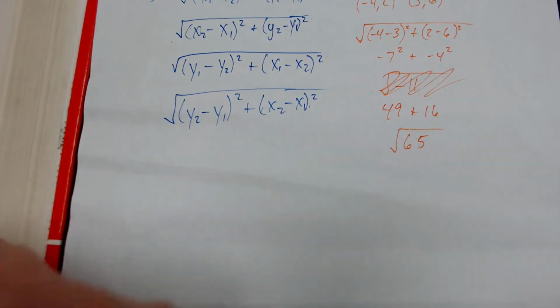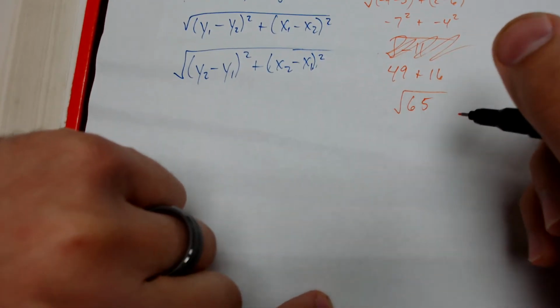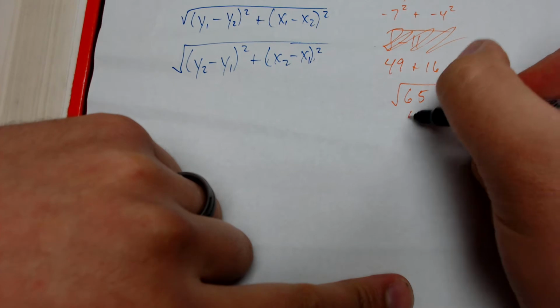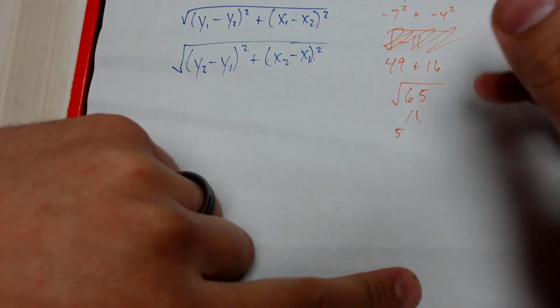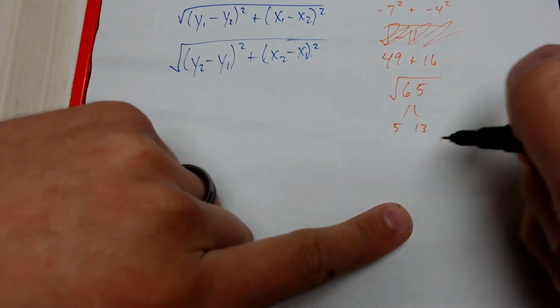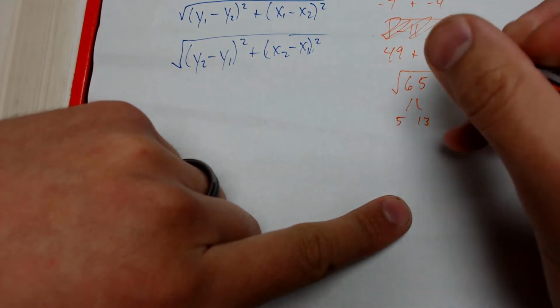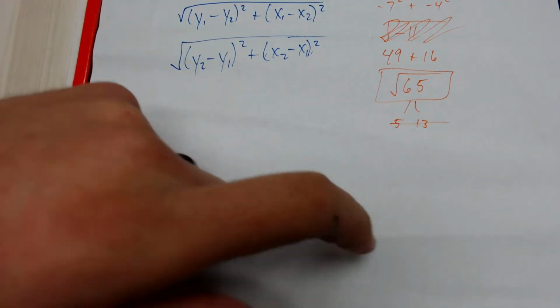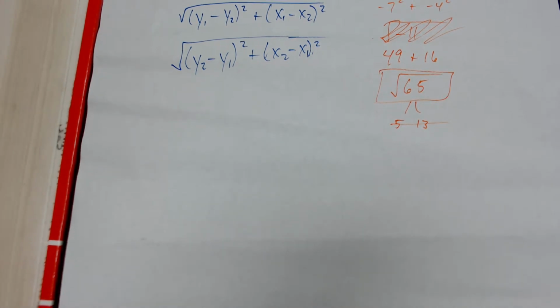So the answer is square root of 65, but I want to simplify this answer and make sure that I can't factor it. So I'll go ahead and divide it by 5, and that goes in 13 times. So 65, not factorable. So that is my final answer. The distance is the square root of 65. So that's not too difficult.